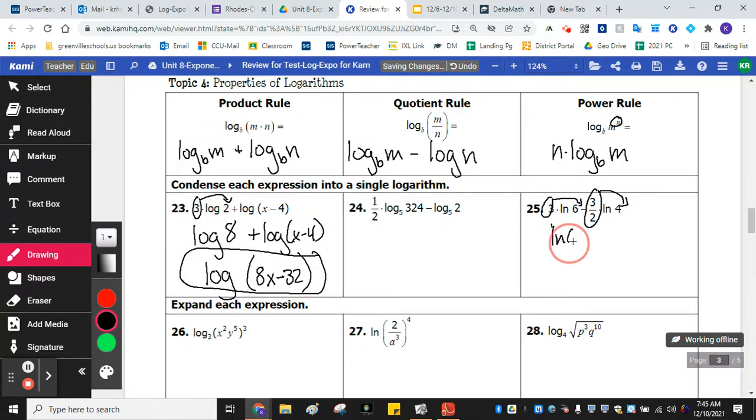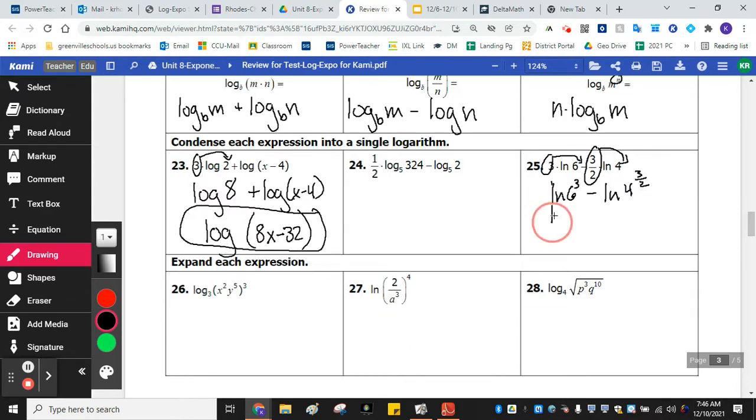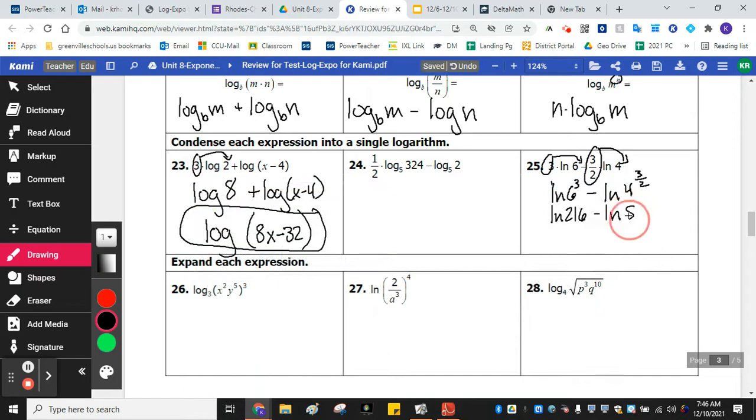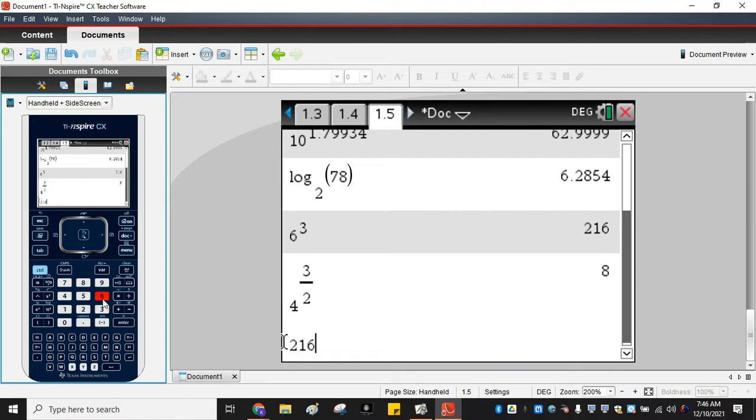the natural log of 6 cubed minus the natural log of 4 to the 3 halves. I put this in the calculator and I got 216. And I put this in the calculator and got 8. Then when you condense it into one log, you divide it. So 216 divided by 8. And I'm going to stop this video on this question.